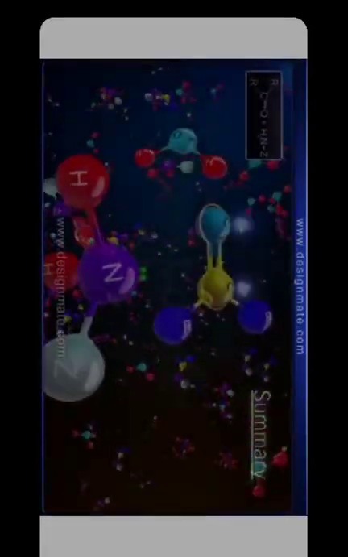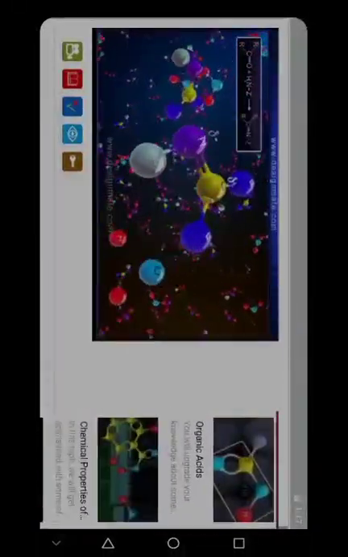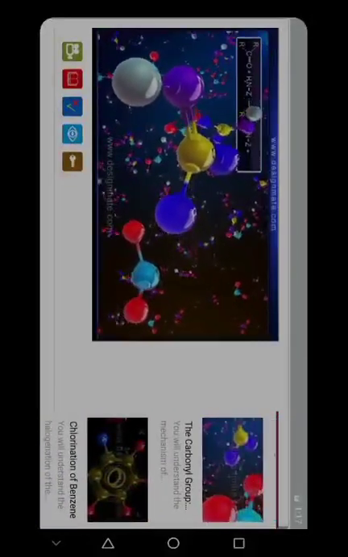Summary. We've learned that aldehydes and ketones undergo condensation reactions with substituted ammonia compounds in the presence of H+.